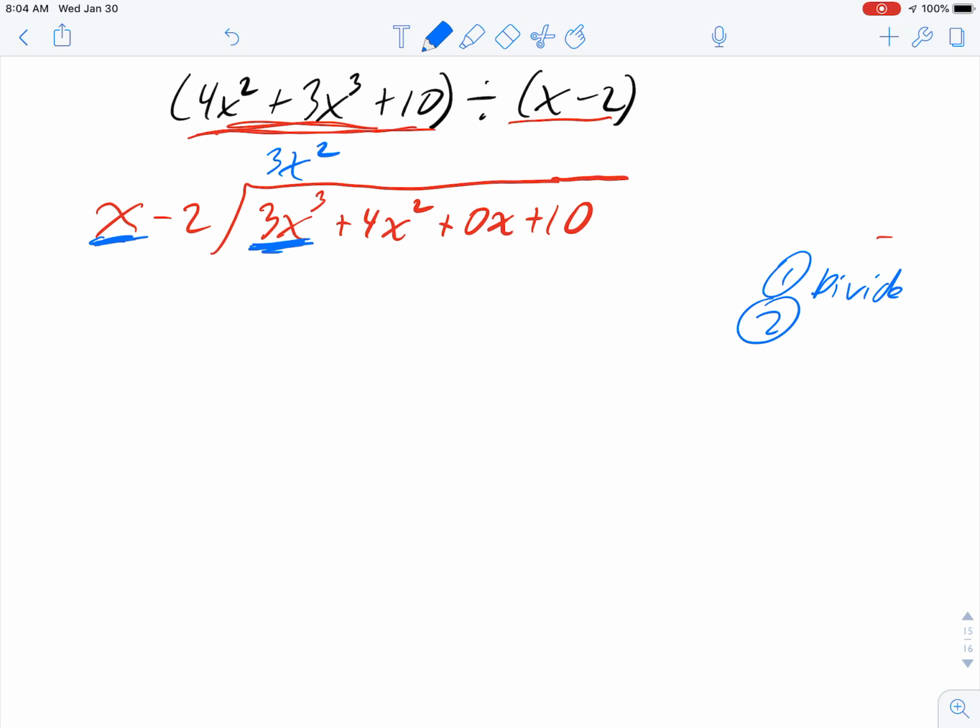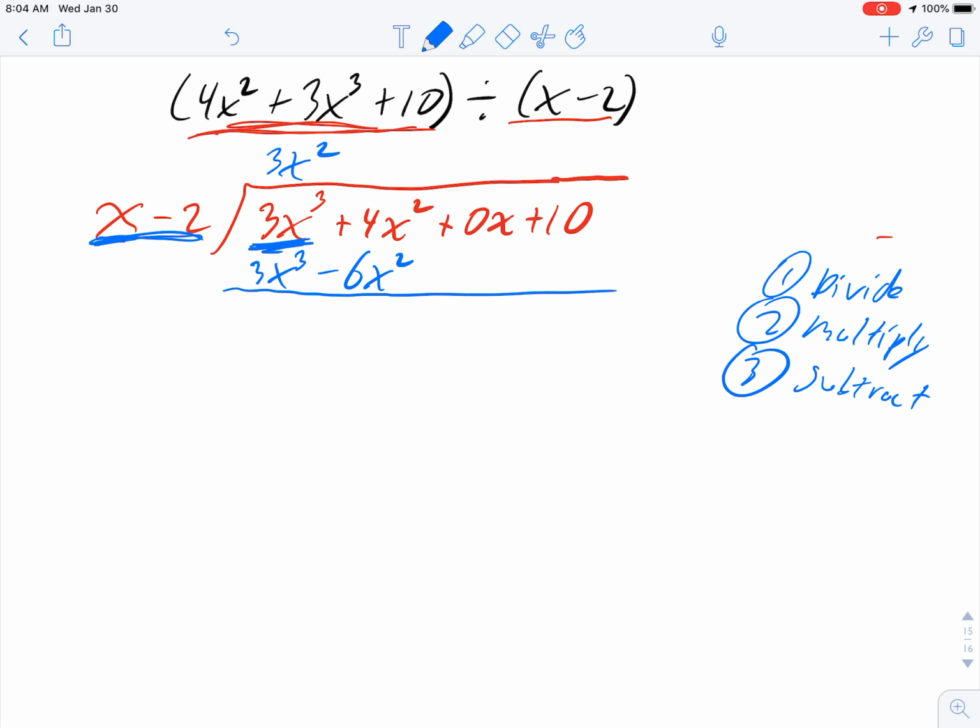Second step is to multiply, again, just like you do with regular long division. So 3x squared, but we're going to multiply by the whole thing, the x minus 2. So that becomes 3x cubed minus 6x squared. Next step is to subtract. Again, just like you would in regular long division, I'm going to subtract.